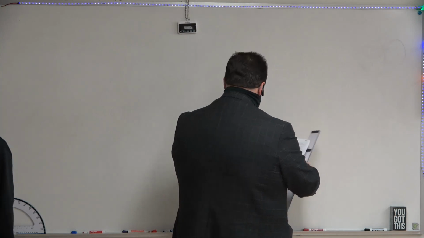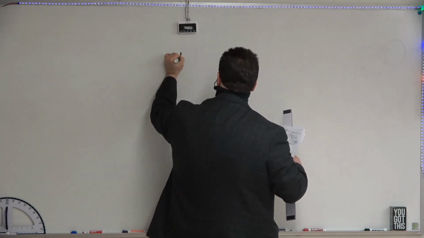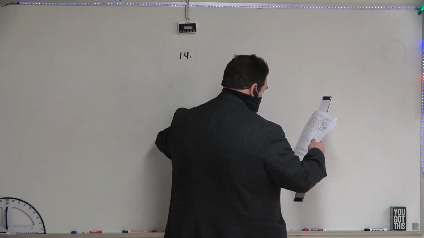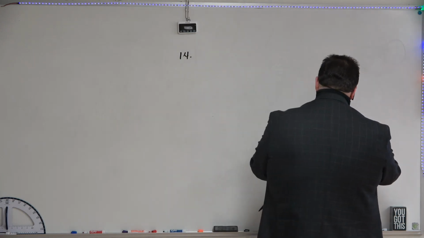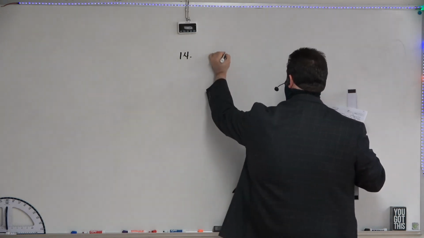So, number 14. It says write an equation for a vertical line passing through 5.